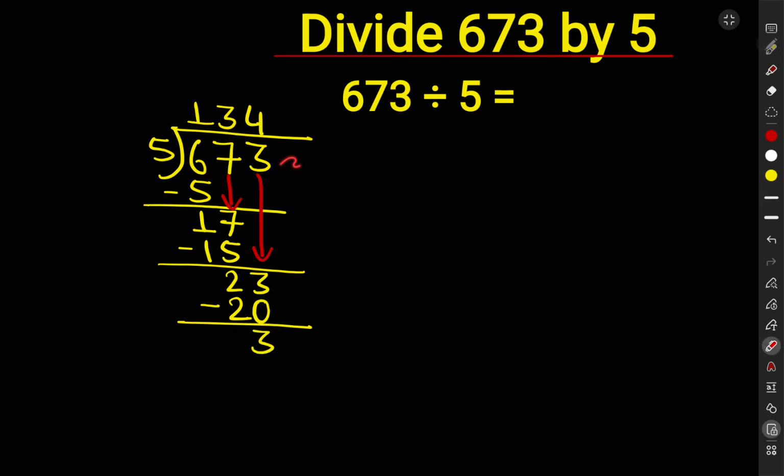So now we have no other number to put down. So we put a decimal here, and then put 0. So it is 30 and 5 times 6 is 30. On subtracting, we get 0.